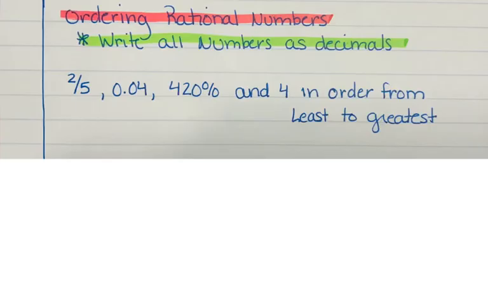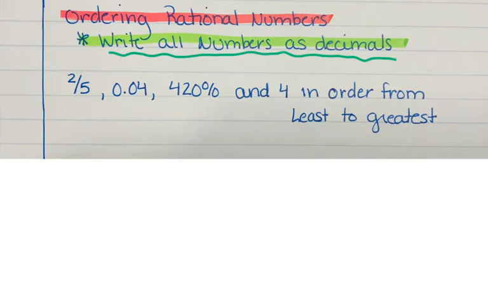Let's take a look at ordering rational numbers. So we still want to follow the same thing. We want to make sure we write everything as a decimal, or everything as a fraction, or everything as a percent. And decimals just tend to be the easiest. And then we need to make sure we pay close attention to the directions.